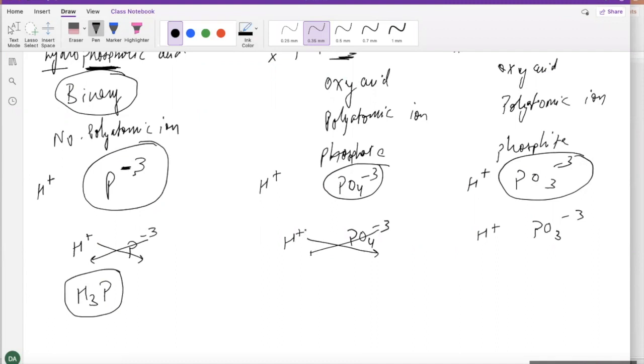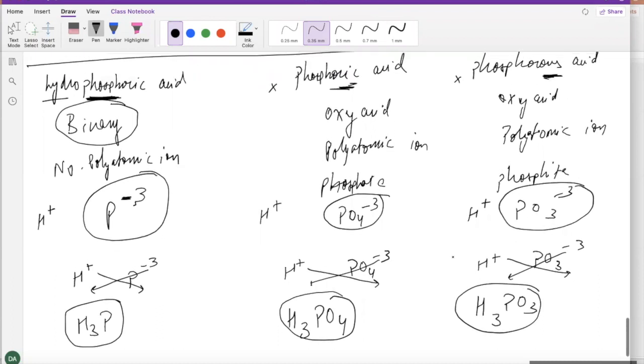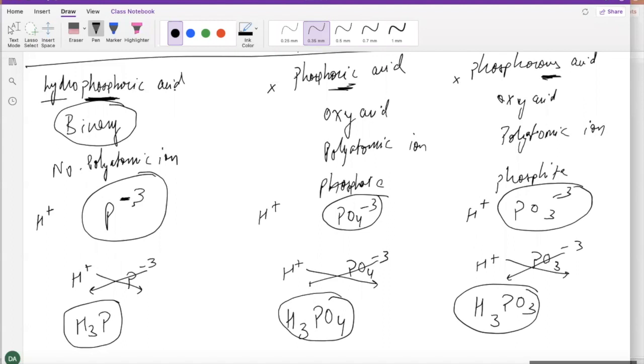So H plus 1 and PO4 minus 3, H will get again 3 and PO4 will get 1. So that's your answer. And again, H will get the 3, and the 3 comes down, and this one goes down: H3PO3. So these are the formulas for the 3 different acids. Hydrophosphoric acid is H3P, phosphoric acid is H3PO4, and phosphorus acid is H3PO3.